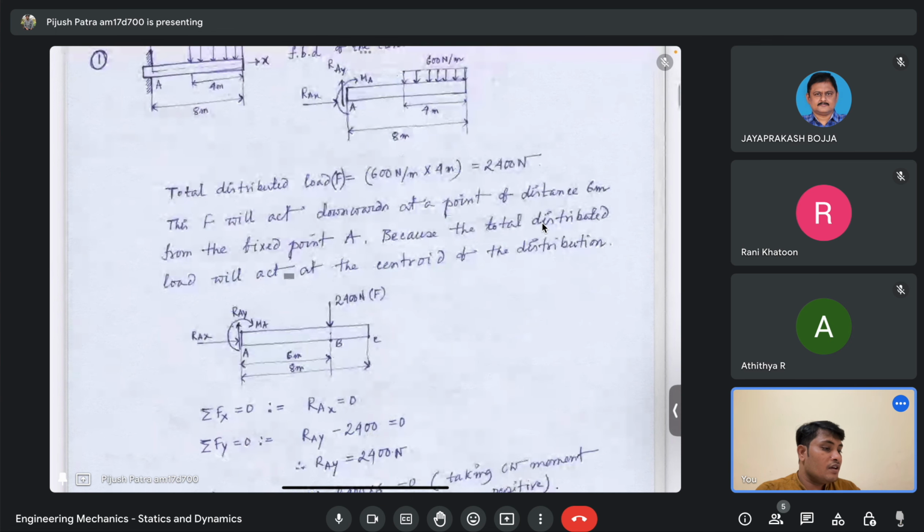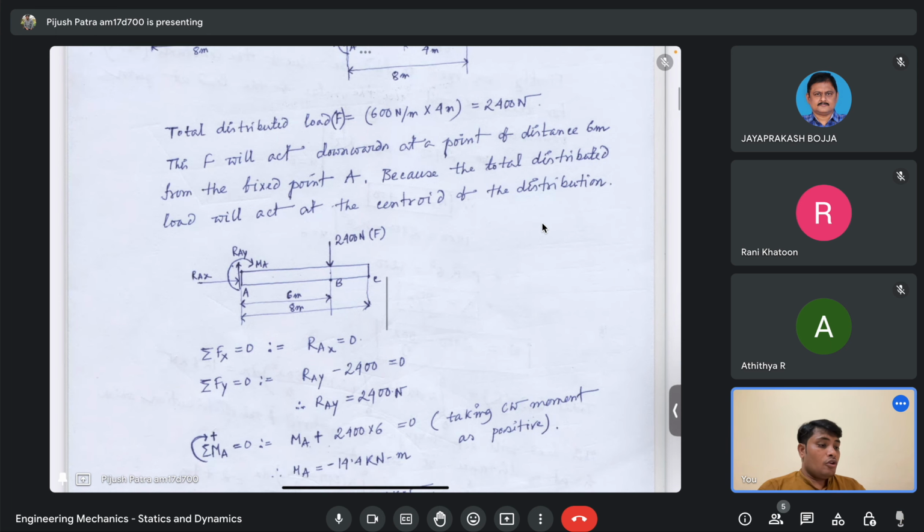So here you get the final free body diagram. So you have the reaction force RAX and RAY. Also you have the bending moment, and then you have a resultant of the uniformly distributed load, which is 2400 Newton, which is acting at a distance 6 meter from the built-in end. So now again you have to write the force balance and the moment balance.